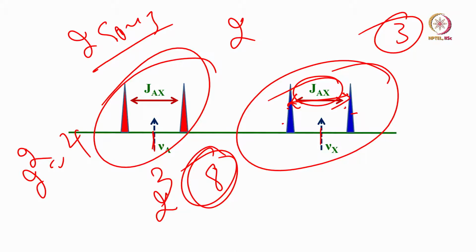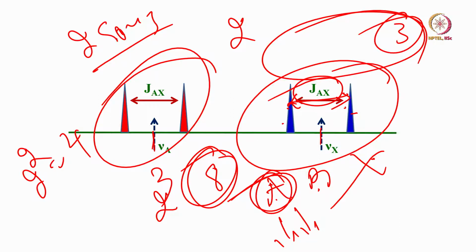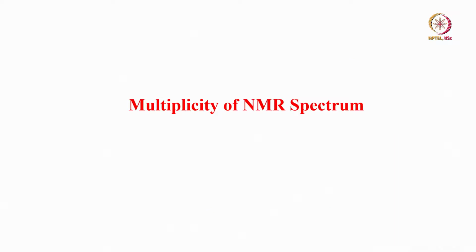Or in simple words, if protons A, M and X are there, proton A will see this in alpha and beta position, becoming a doublet, then it will see the other in alpha and beta position, becoming a doublet of doublets. So A will give rise to 4 peaks, similarly M will give 4 peaks, and X will give 4 peaks. This is how you can understand how the multiplicity comes. It depends upon the number of spin states available for the coupled spin. So now we will understand the multiplicity of the NMR spectrum, how it comes in different situations.